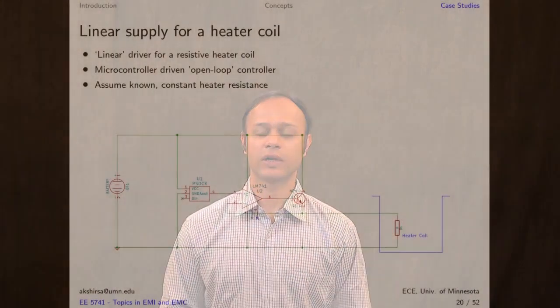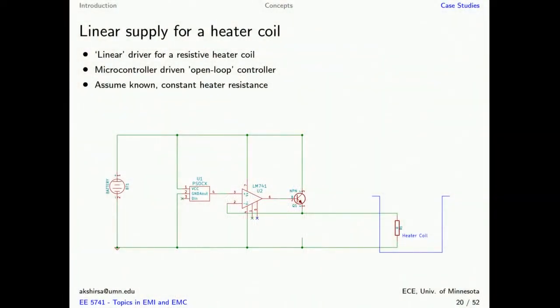So let's get started. Let's look at the first circuit here. This is a linear supply for a heater coil. I'll give a brief background about what the circuit is and what's going on. The application is, say, a process industry where you have a tank which contains some chemicals that need to be maintained at a fixed temperature. To do that, we have a heater coil, which is just a resistive element, which is going to carry current and heat up and therefore keep the tank temperature at the desired value.